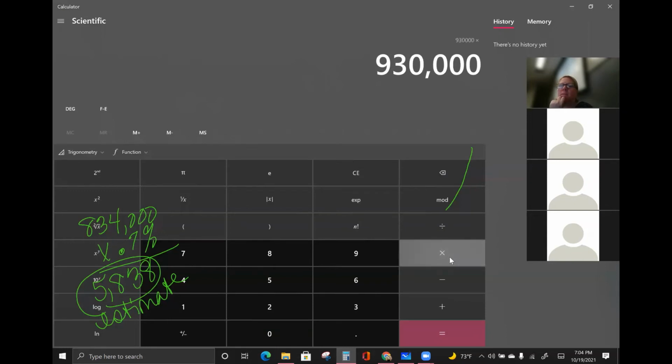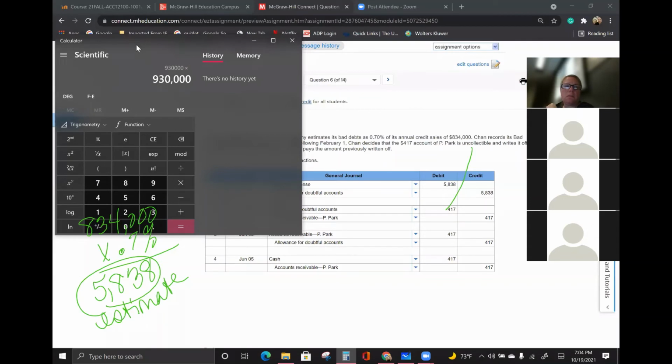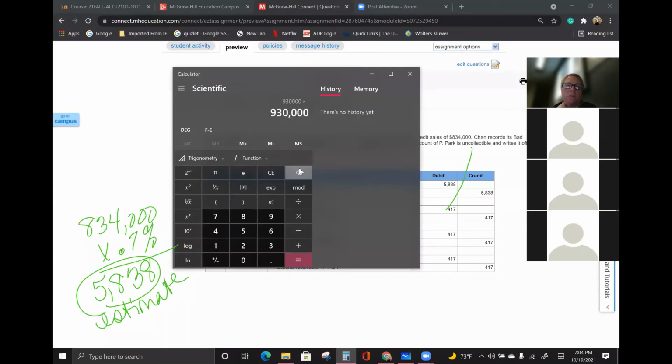930,000 times... What is it? It's 912,000. Oh, 912. And then the percentage is 0.30. Okay, so 912 times 0.30%. So remember, you've got to do 0.003. All right. So it should be 2,736 is what your allowance is going to be.